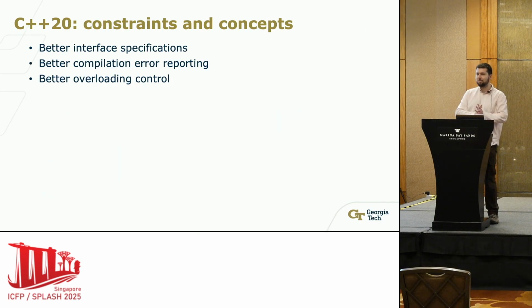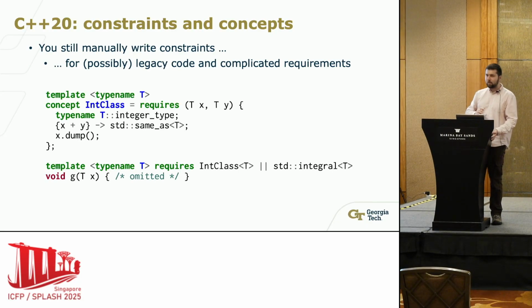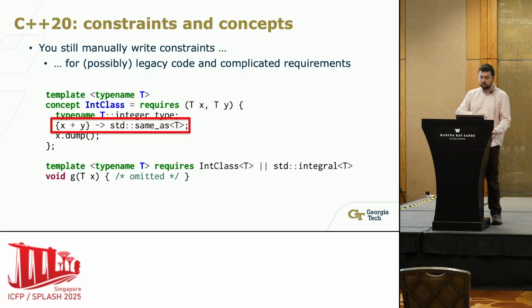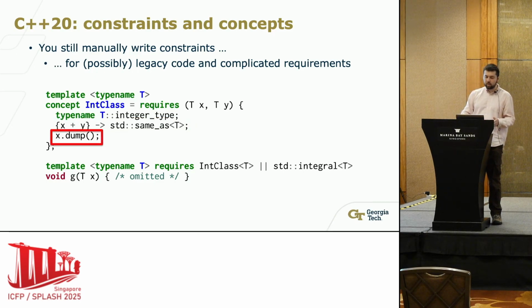So in C++20, all the problems in the world have been fixed. We have better interface specifications, better compilation error reporting, and better overloading control. But there's one problem with this picture. Programmers still have to manually write all of the constraints. Here's an example of a concept where a programmer will need to manually specify what this type T can be. We want that things of type T support addition, and the result of adding two T's together should also be a T. And second, things of type T need to support the dump function call.